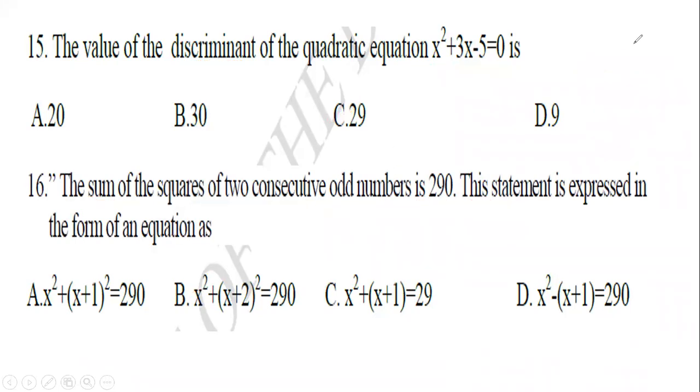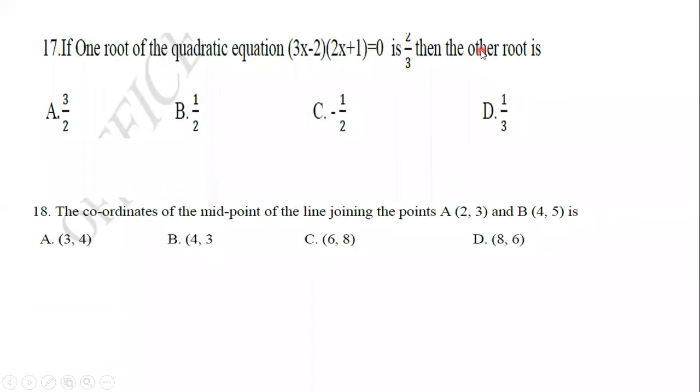Next, 17th sum. One of the roots of the quadratic equation 3x minus 2 into 2x plus 1 equals 0 is 2 by 3. Then the other root is dash. You need to find out the other one.